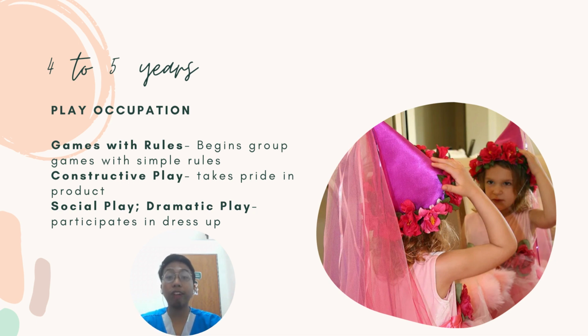Then when it comes to 4 to 5 years, play occupation becomes more interesting. There are games with rules, because before this we talked about symbolic play, right? But this time we can see there's a change. There's a rule we need to understand in order to play. There's a rule, which reflects our occupation in the real world. For example, even in a working area, there are also rules to follow, right? So begins group games with simple rules.